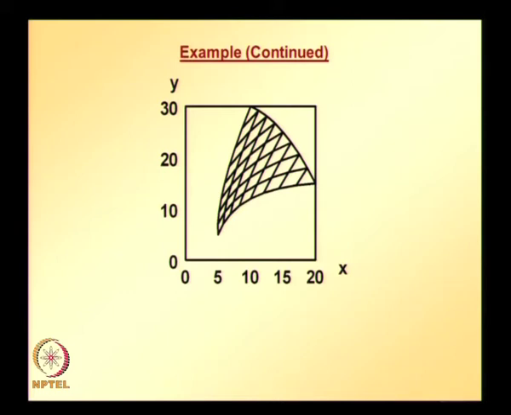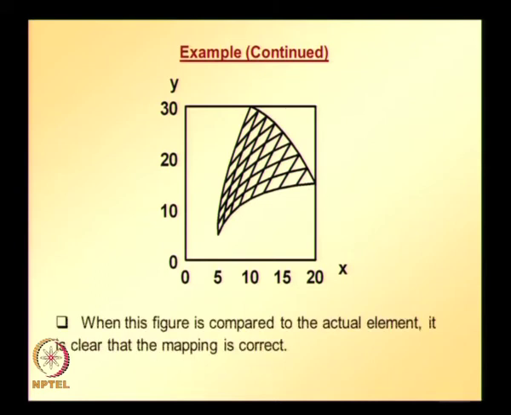and this figure shows a triangle which is similar to what we started out with. When this figure is compared to the actual element, it is clear that the mapping is correct. Or we already know the relationship between x and y and s and t.